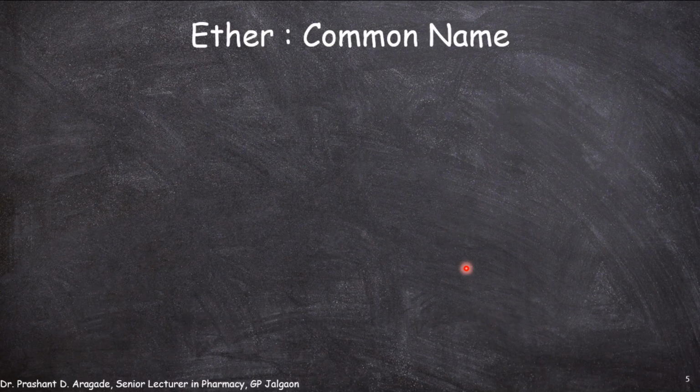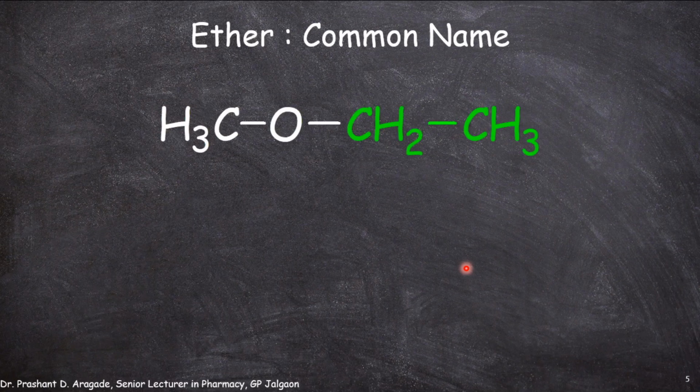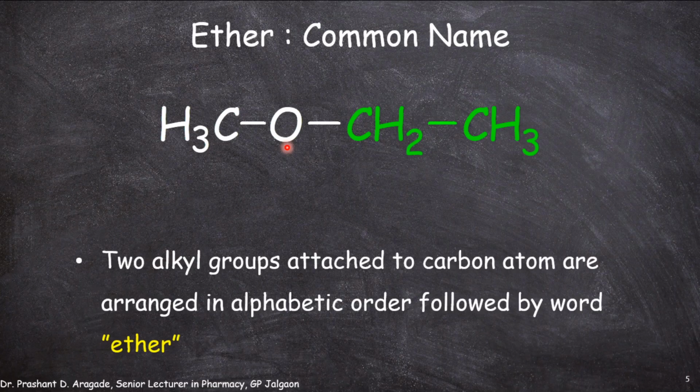So let's see how to write the common name of ether. This is an example of an ether in which two alkyl groups are attached to the oxygen atom. While writing the common name of ethers, the two alkyl groups attached to the oxygen atom are arranged in alphabetic order and then followed by the word ether. In that example, one alkyl group is ethyl and the other is methyl. You have to arrange the alkyl groups in alphabetic order. So E comes first, then M. So the name of this compound is ethyl methyl ether.